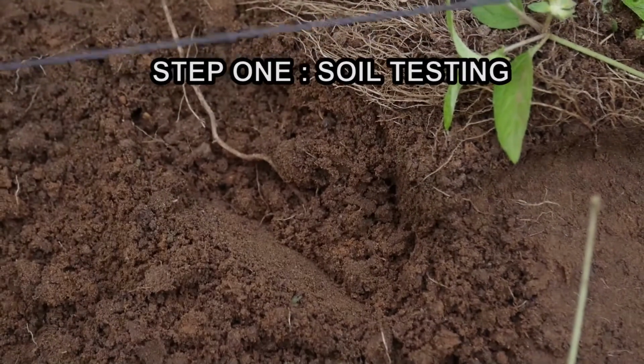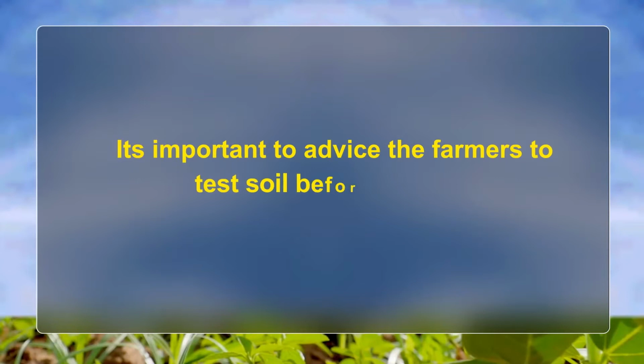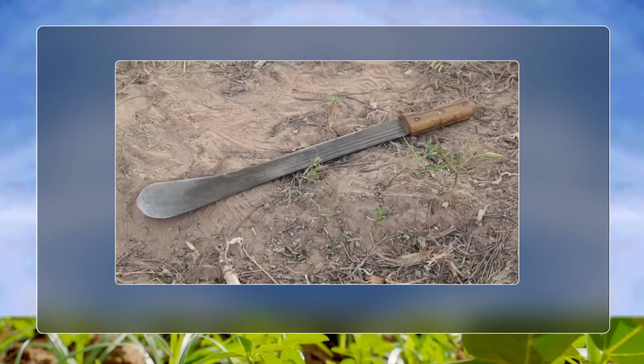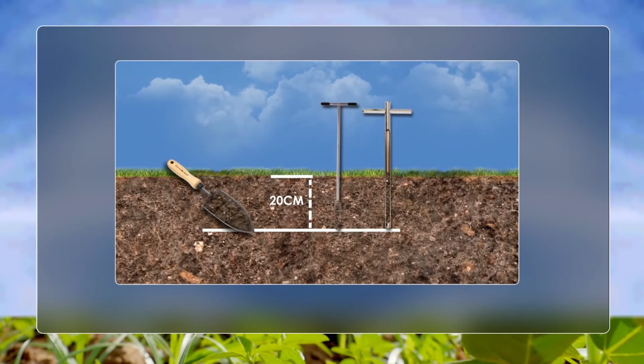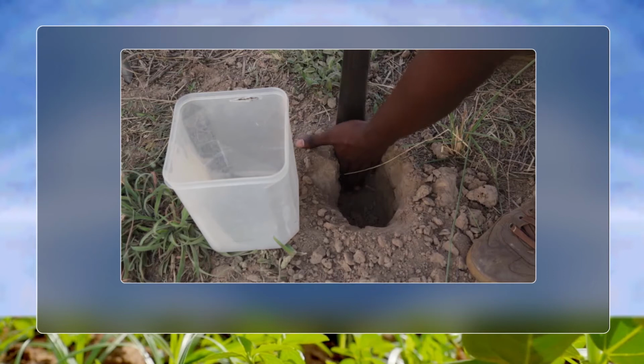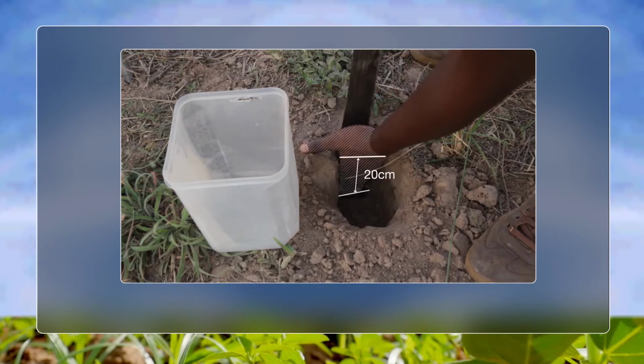Soil testing. It's important to advise the farmers to test soil before planting. In soil testing, you will need an auger or a cutlass to dig out 20 centimeters deep into the soil. Farmers can measure 20 centimeters from the tip of their fingers to the wrist of an adult hand.